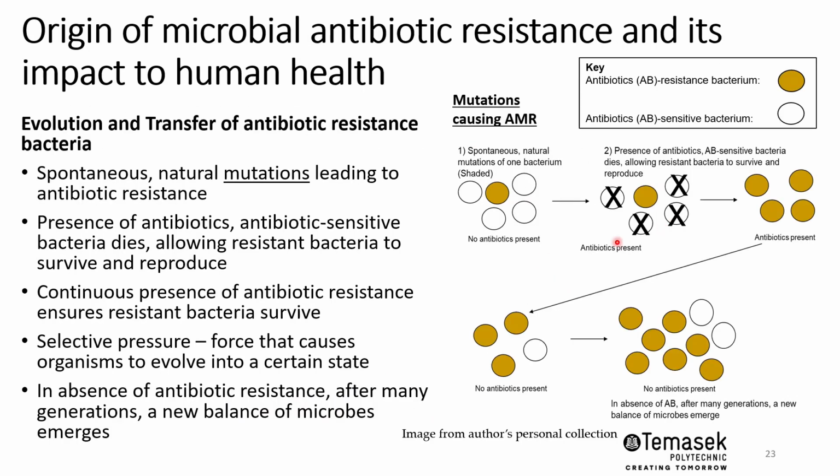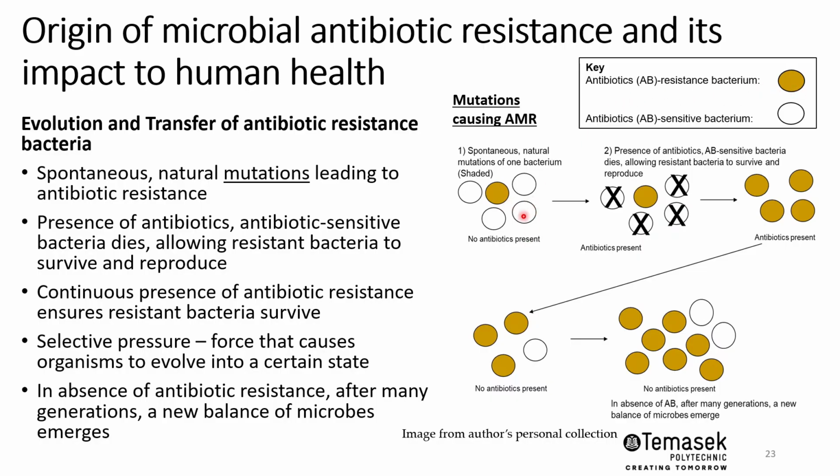So I want to talk about how antimicrobial resistance can come about in bacteria, leading to the transfer of such resistance within their population. We are looking at genetic mutations that can lead to antibiotic resistance. These mutations are often spontaneous, natural mutations of one bacterium itself. In the presence of, or in fact in the absence of antibiotics, the bacterium may spontaneously have antibiotic resistance, as indicated here, shaded in gold, or dark yellow.